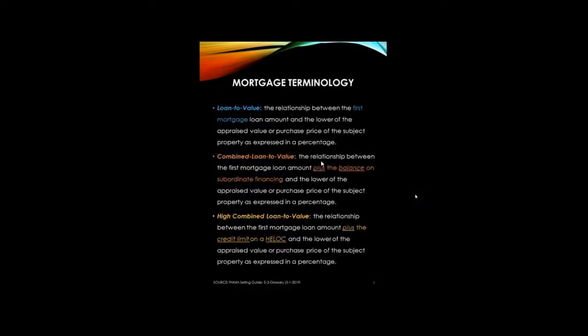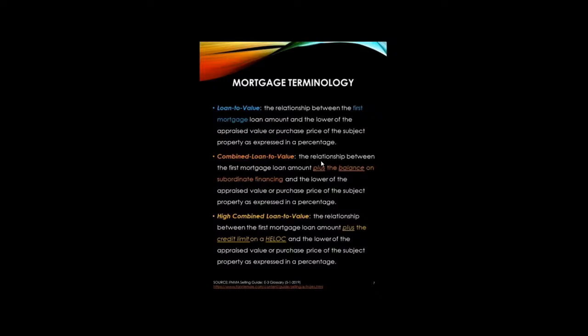Okay. Let's go over mortgage terminology. Loan to value: the relationship between the first mortgage loan amount and the lower of the appraised value or the purchase price of the subject property, as expressed in a percentage. The combined loan to value, sometimes abbreviated CLTV: the relationship between the first mortgage loan amount plus the balance on the subordinate financing and the lower of the appraised value or the purchase price.